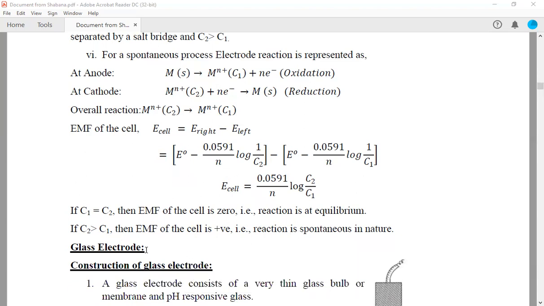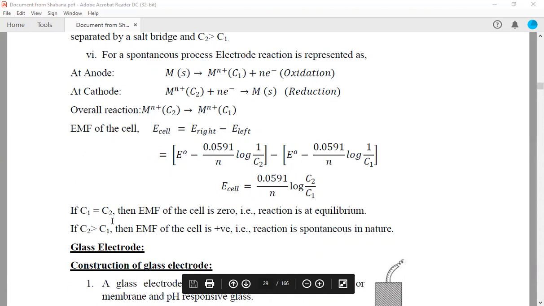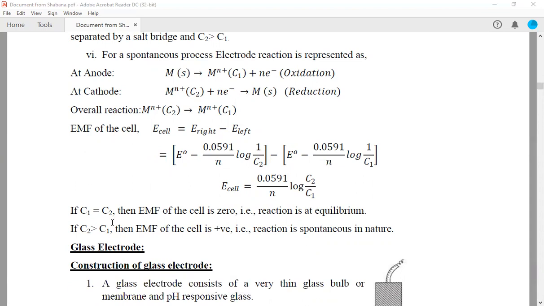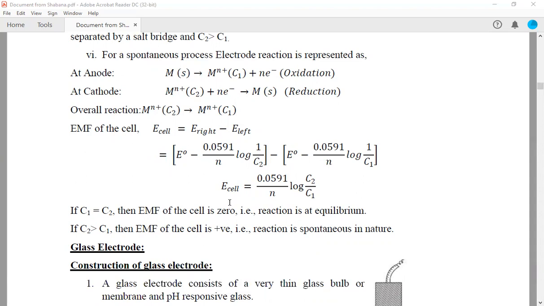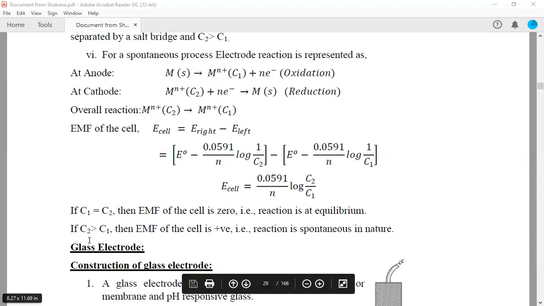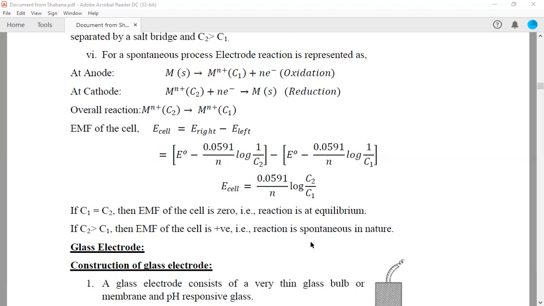If C1 concentration is equal to the C2 concentration, that is, the concentration of the left half cell is equal to the concentration of the right half cell, then EMF of the cell is zero. This whole value will become zero. Therefore, that means the reaction is at equilibrium, because it will be equal and the value will become zero. If the C2 concentration at the right half cell is greater than the concentration of the left half cell, then the electromotive force of the cell is positive. That means the reaction is spontaneous in nature.